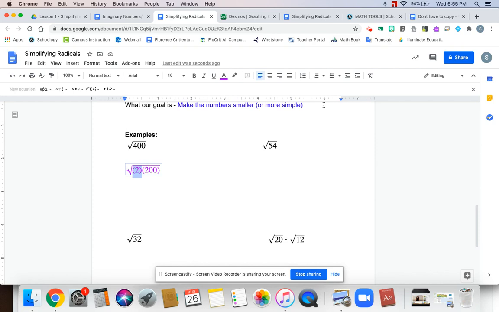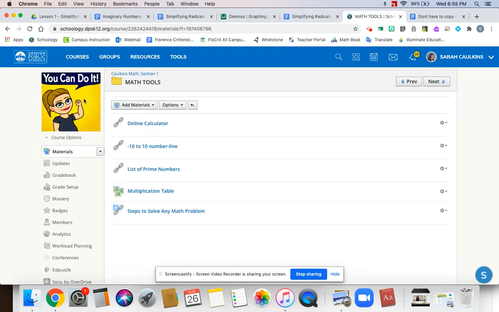And what prime number means is it can't be divided by anything besides 1. Because if I divide 2 by 1, it's still 2. But there's nothing else that you can divide 2 by and get another whole number. It would be a decimal. So in my math tools, right here is the list of prime numbers. So a little bit down after the calculator.